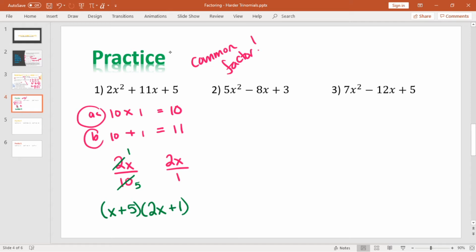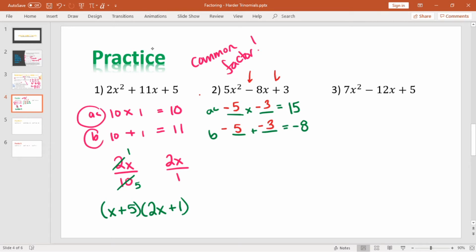Okay, number 2, our AC line and our B line. So we're looking to multiply to 15, 5 times 3, but also combine to negative 8. So I know that both of my factors will be negative, just because B is negative and AC is positive. So I'm going to sneak these in. How do I get factors of 15 that make 8? Not 15 and 1, it has to be 5 and 3. Okay, so far so good.